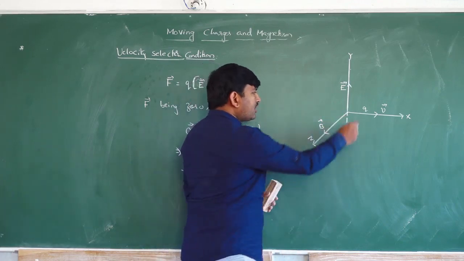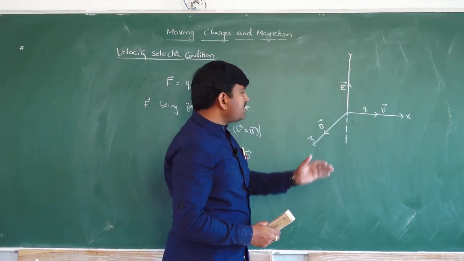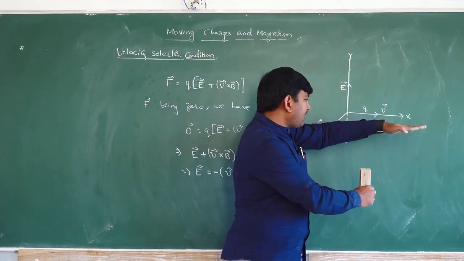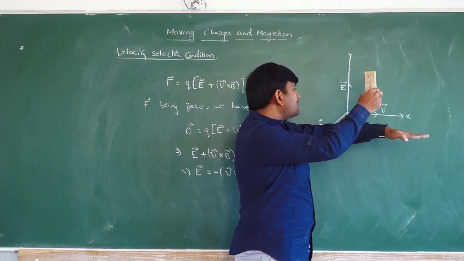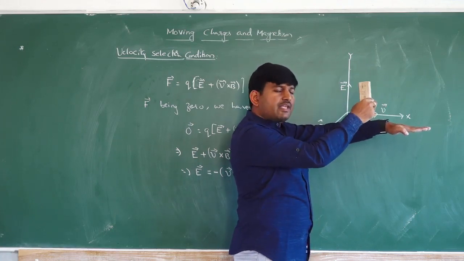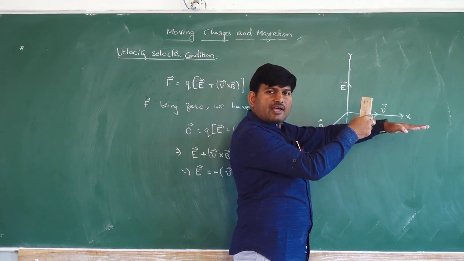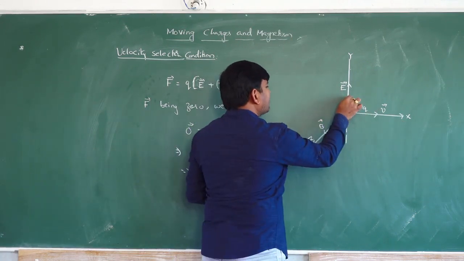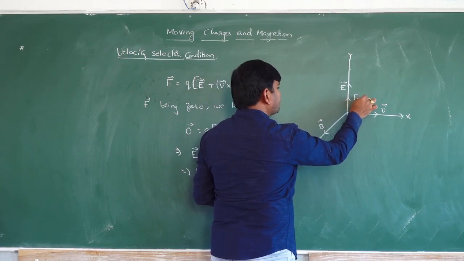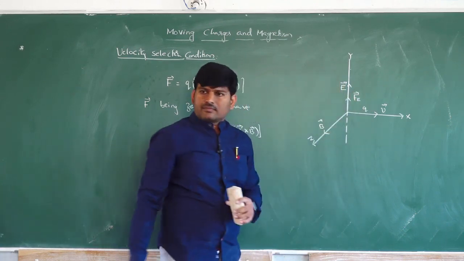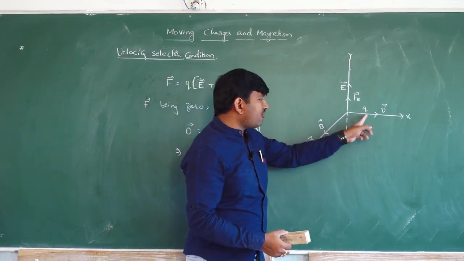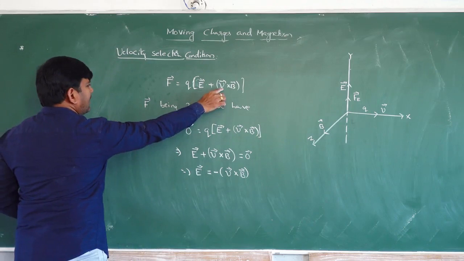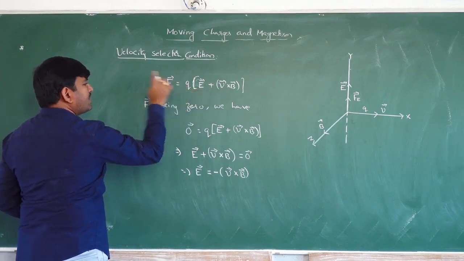Now, let us take, for simplicity, Q is a positive charge. If Q is a positive charge which is moving like this, and electric field is directed in this way, then Q being positive, the direction of electric force is nothing but the direction of electric field. Therefore, Fe bar is directed upward. Now, what is the direction of magnetic force acting on this charge? The direction of magnetic force is the direction of V bar cross B bar, Q being positive.